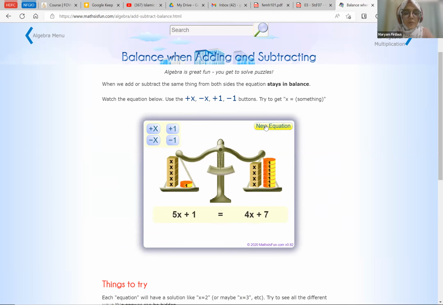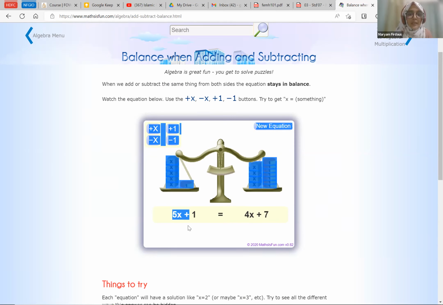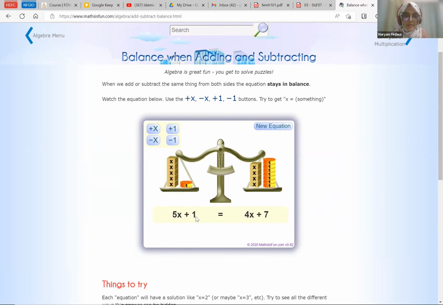First, tell me. There are 4 options over here, right? You have plus x, minus x, plus 1, and minus 1. Your goal should be to keep the variable on one side and the constant on the other. A constant means a term which does not have any variable. The variables are this 5x and 4x, okay? And the constants are 1 and 7. Why? Because the value of 1 and the value of 7 is fixed. It's not varying. That's why we call it a constant. A constant is something that doesn't change.